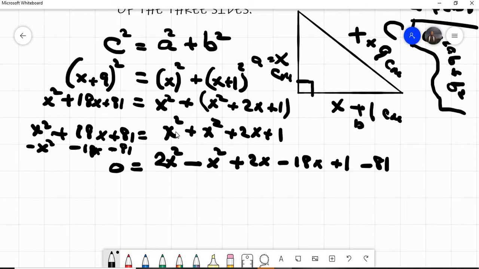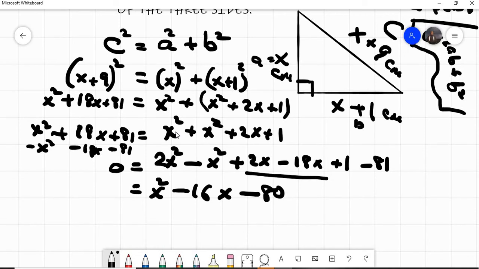So this will happen. 2x squared minus x squared is just x squared, 2 minus 1 is 1. And this part is gonna be negative 16x, because 18 minus 2 is 16, but 18 has the negative sign. Then 1 minus 81 is gonna be 80, but it's gonna be minus 80, because 81 has the negative sign.